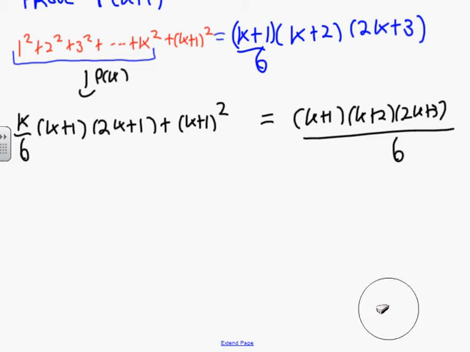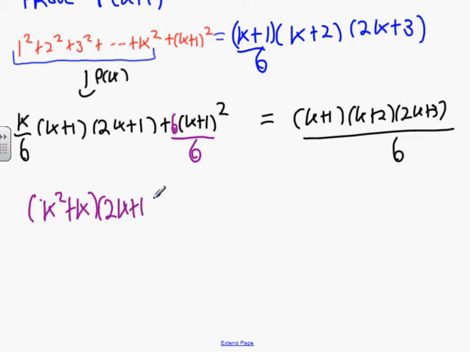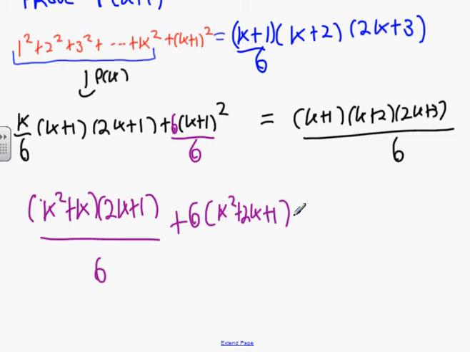So upon completion of that, what I'm next going to do is modify this. I'm going to put a 6 up here and a 6 down there. Happy enough with that? Going to multiply this out. K times that is going to be k squared plus k into 2k plus 1 all over 6, plus 6 times k plus 1 squared. Oh wait, there's a really easy way to do this. I'll show you the quick way.